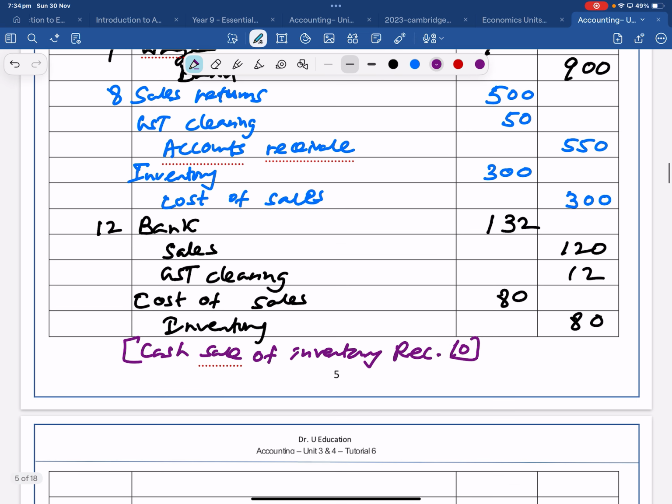Does that mean sales can never be debited? No, sales is never debited unless there was a mistake. When we get to correction of errors, if sales were recorded incorrectly, then we would debit, otherwise no. Yeah, debiting sales will be there.